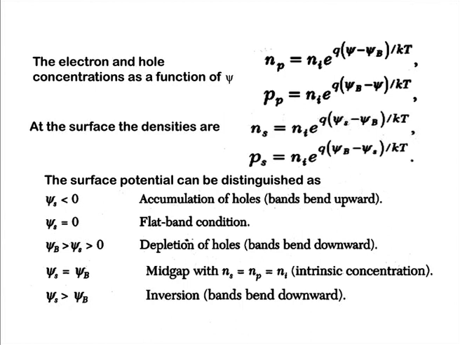And if psi s equals psi b, this is mid gap. Here the electron and hole concentrations are both equal, so we can say this is the intrinsic concentration region. If psi s is greater than psi b, this is called the inversion case, bands bend downwards in this case. So, now we will calculate the depletion width in the strong inversion case and the charges inside the semiconductor.